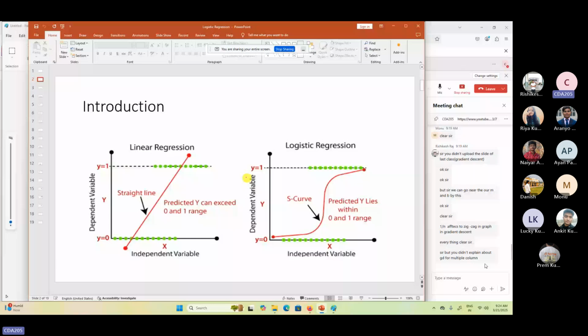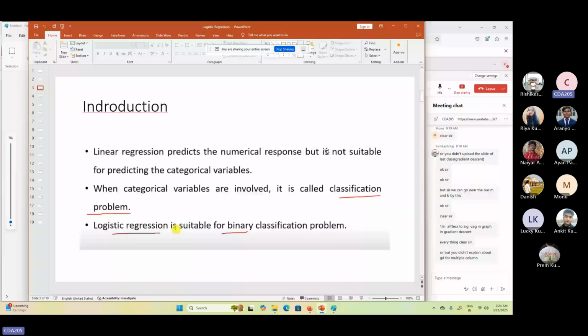Okay, मल्टीपल कॉलम के लिए मैं आपको एक्सप्लेन करूंगा, because once it will be completed, then in one experiment I will explain all this for the multiple column. Okay, so this is the linear regression part, and how it is converted into the logistic. It is the S curve. In the linear regression we have the straight line, whereas in the logistic regression we have the S curve. How this S curve will be achieved, that is what we will see.